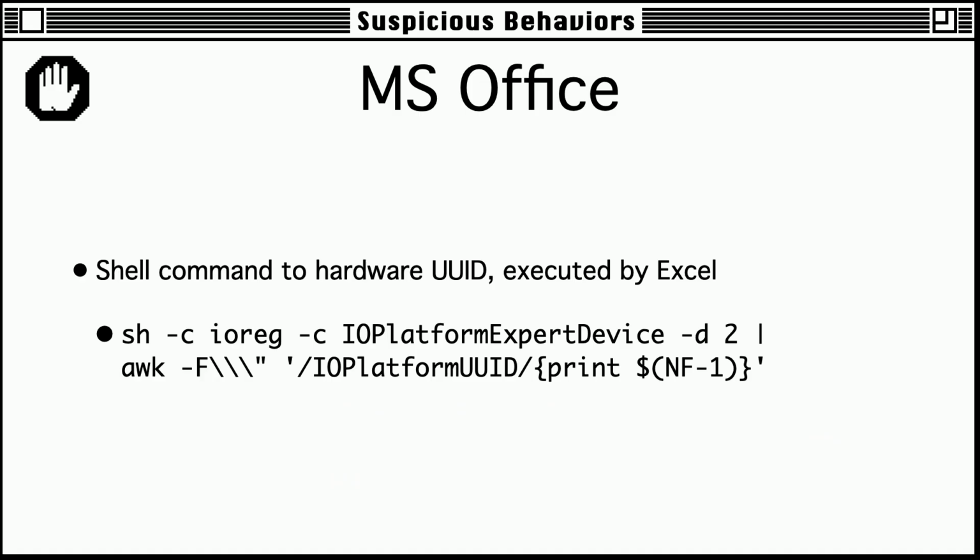Here's another example, in this case being run by Excel, a shell script calling IOReg to get the platform UUID. Again, that's going to be very different for a VM than it is for a real machine. So same sort of thing here. It's malware trying to avoid detection. Why it's executing from Excel, I don't know. Probably a script in Excel, a macro in Excel.